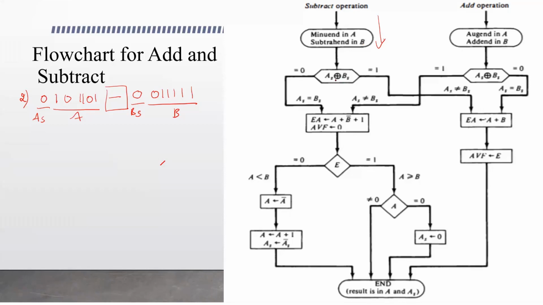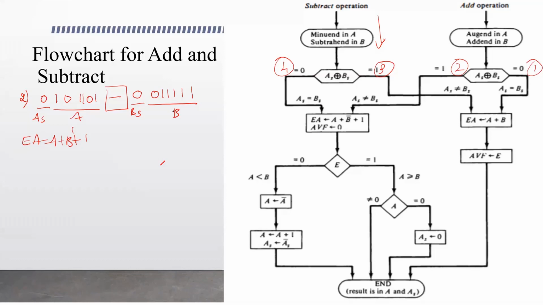AS is 0, BS is 0. So what is the path it takes here? Okay, as this is 1, second, third path, and 4. So here it is subtraction. As the sign bits are same, it takes this path. Correct? Path 4. The result would be 0. It takes 4. And here, what is the operation to be performed? EA is A plus B complement plus 1. That is 2's complement of B.